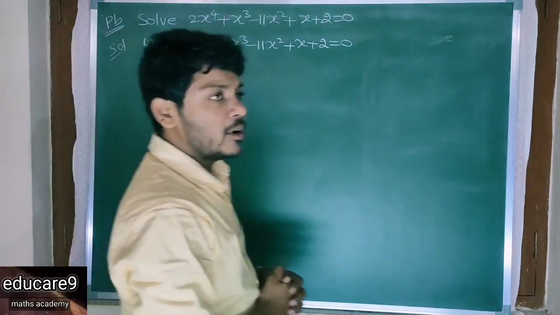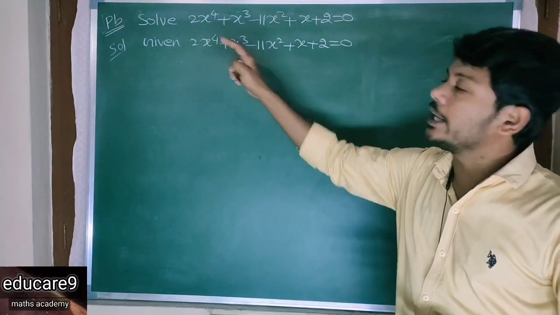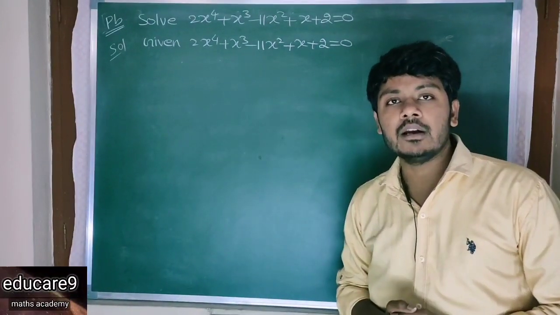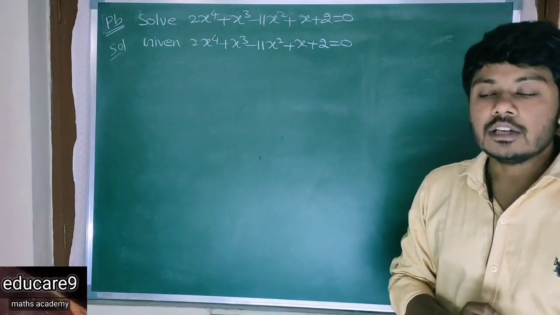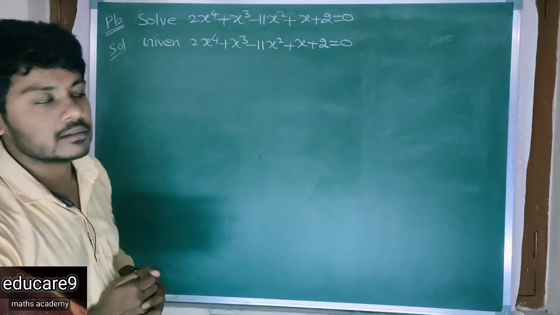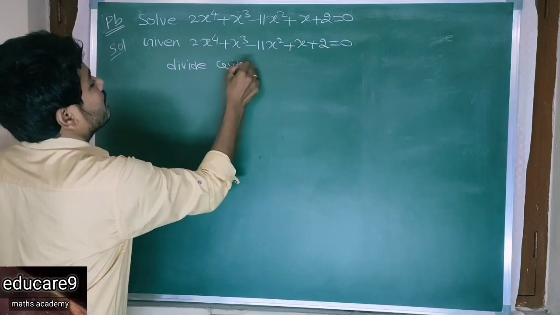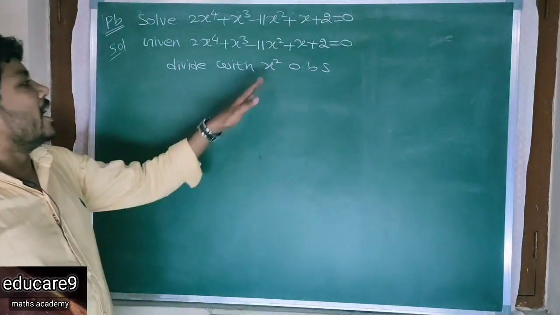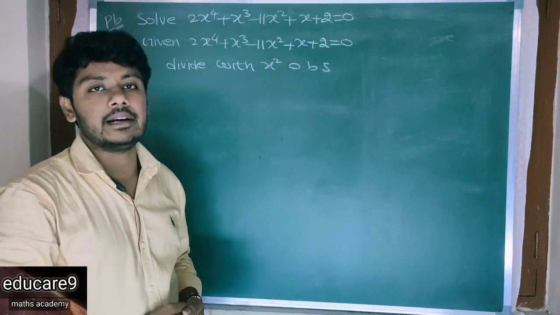But in previous problems you solved quadratic equations. But here it is a 4th degree equation. So we have to make this 4th degree equation in terms of x square, meaning a quadratic equation. So for that you have to divide this equation with x square on both sides. If you divide with x square, then this 4th degree changes into 2nd degree.